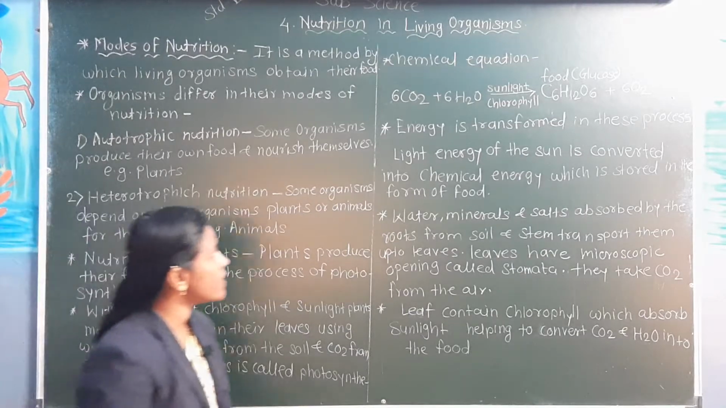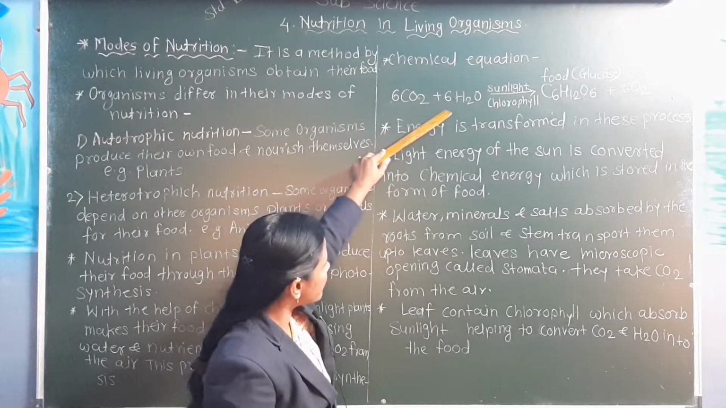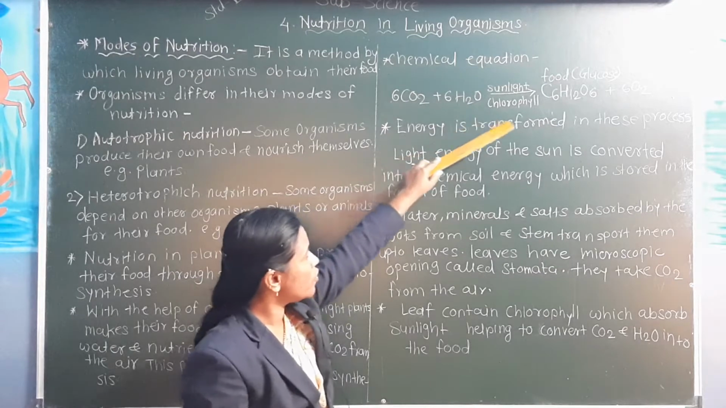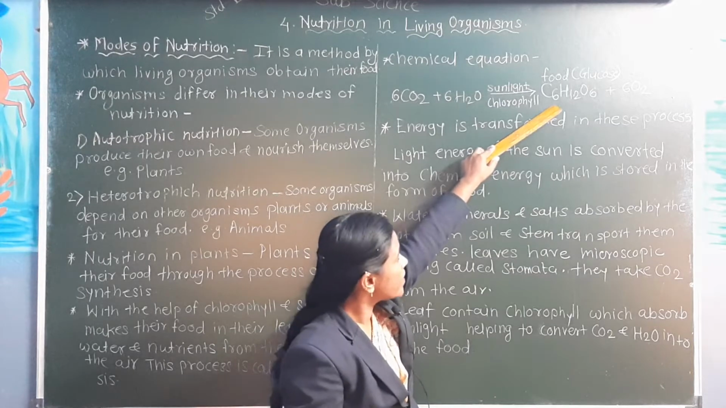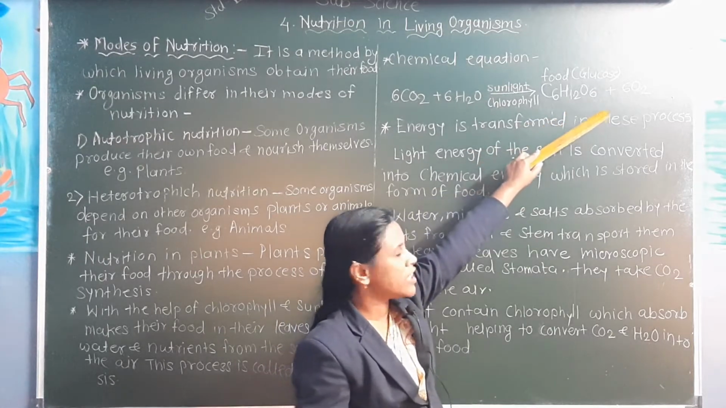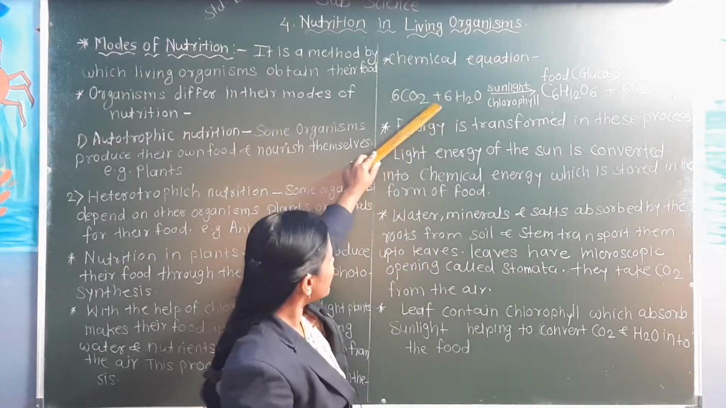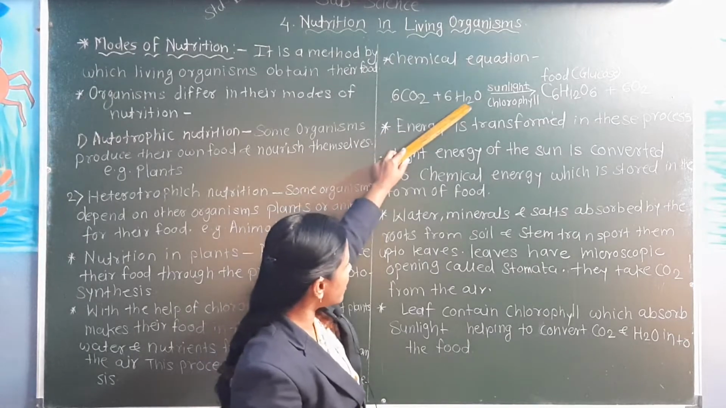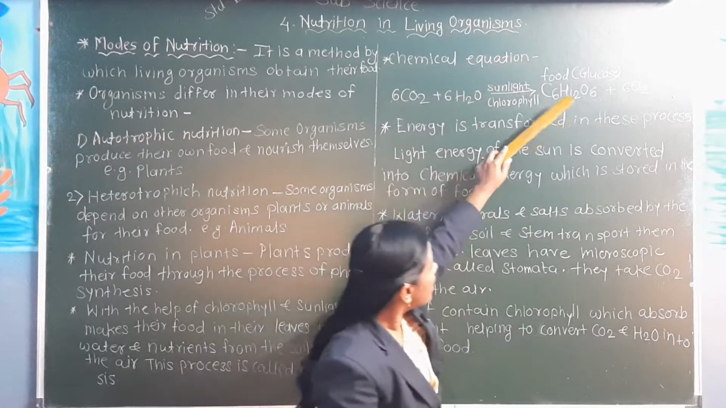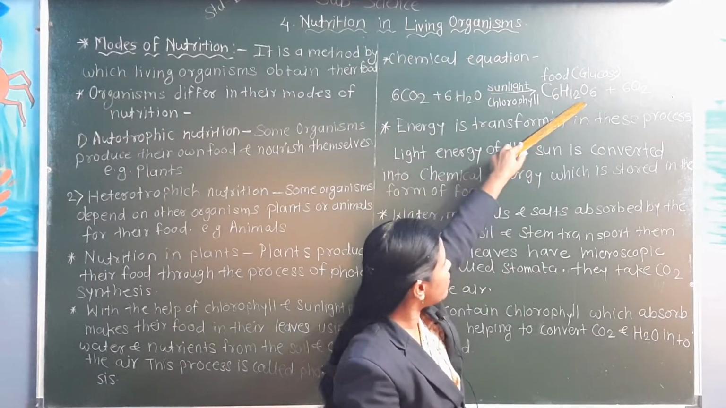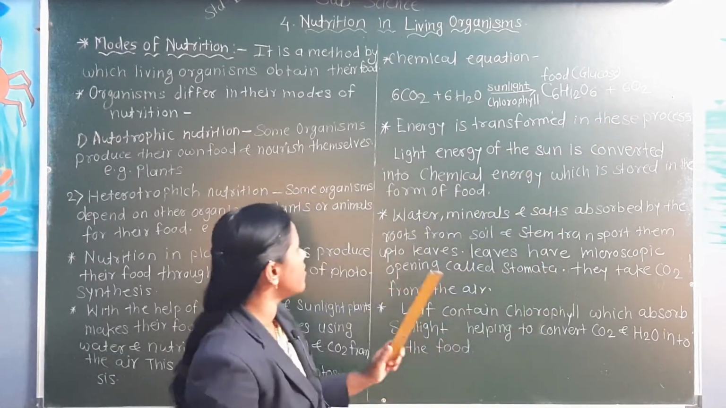Let us see the chemical equation of photosynthesis. See here, carbon dioxide and water get converted into food in the form of glucose, that is sugar, and in this process oxygen is given out. That is, plants make their food with the help of carbon dioxide and water through sunlight and make their food in the form of glucose, that is sugar, and in this process oxygen is given out.